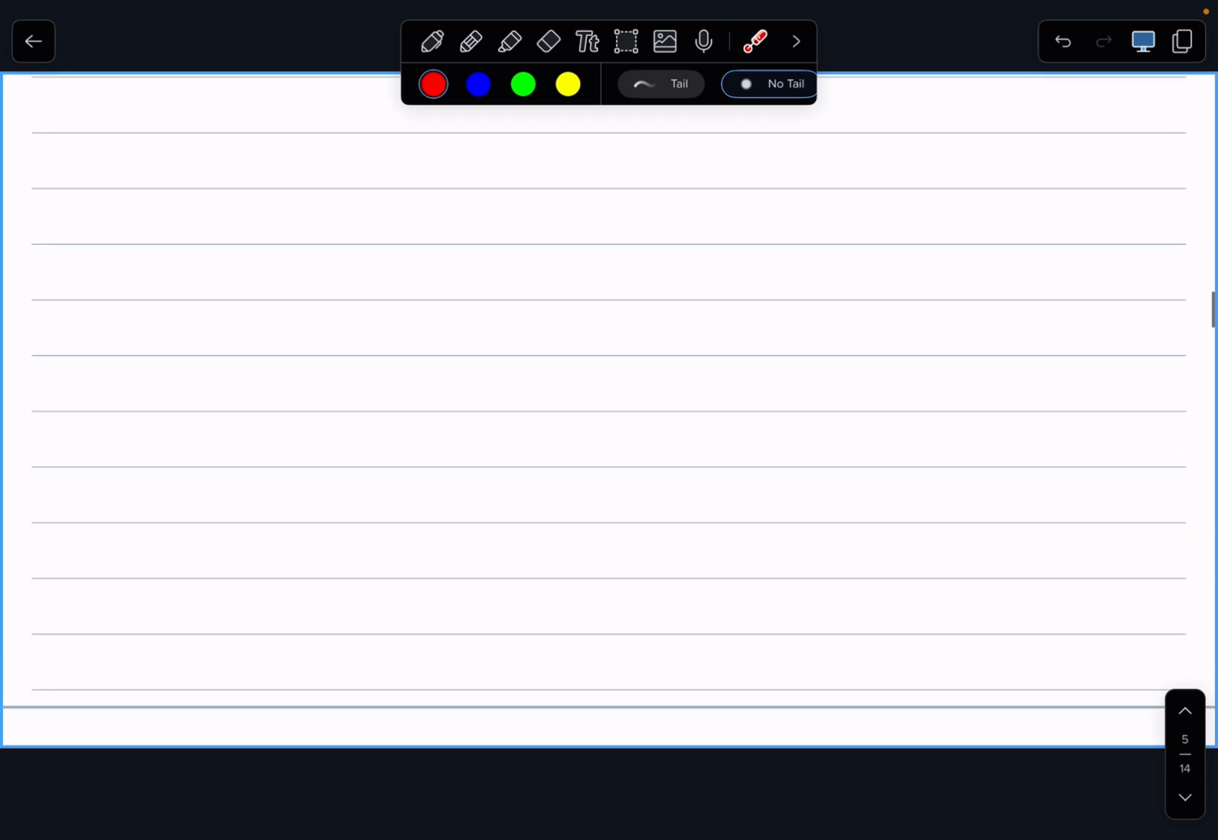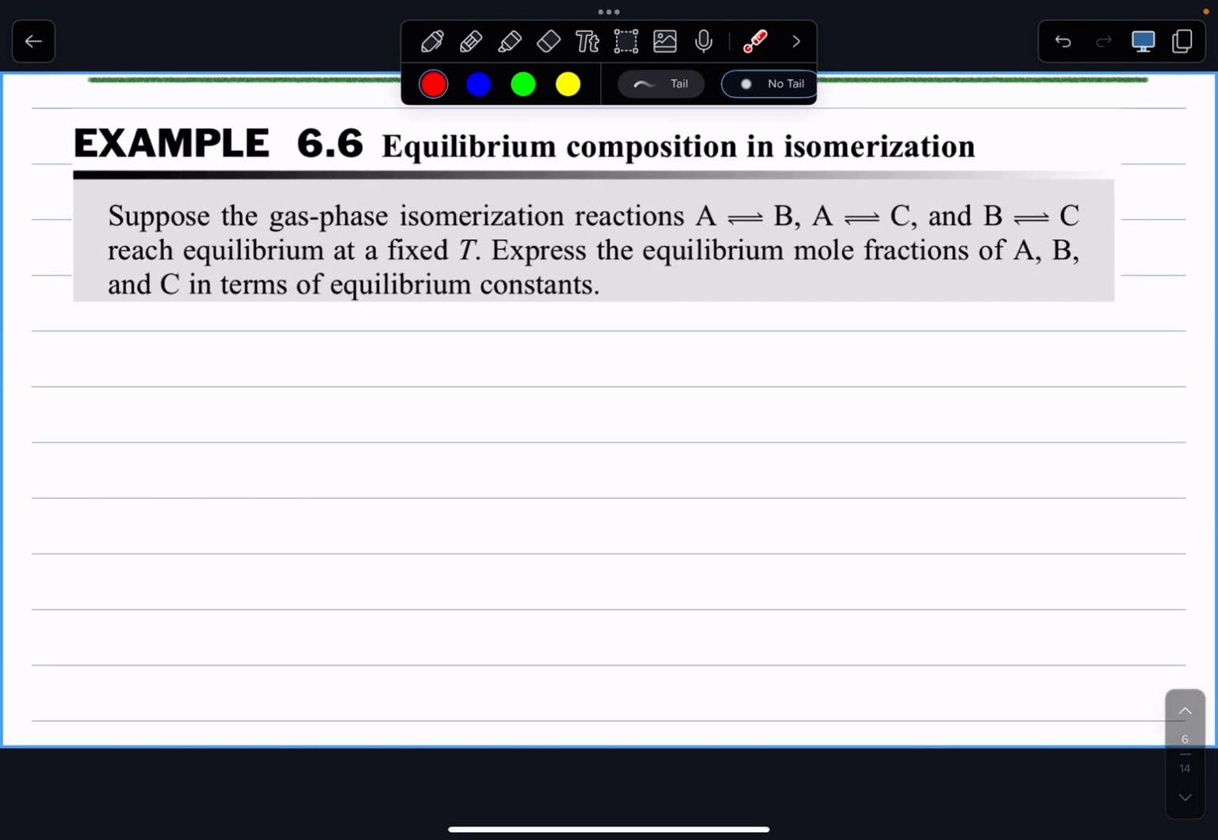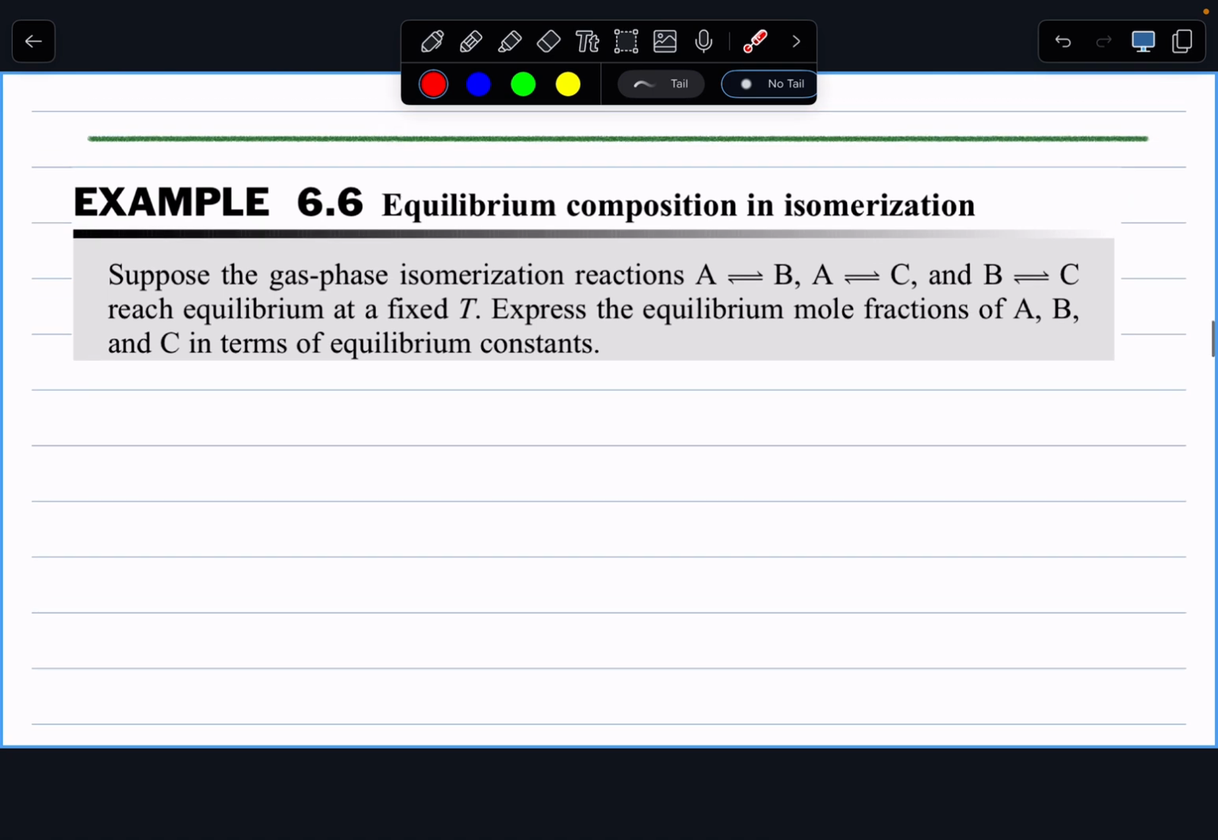Now, before we move on into shifts of equilibrium, let's do one more example here. This is another type of example we can ask. Instead of getting a numeric answer, we can ask you about gas phase isomerization reactions. We ask you to express the equilibrium mole fractions A, B, and C in terms of equilibrium constants. I'll do it on the board, and we can do it together. If you're watching the recording, the walkthrough is in the annotated notes.